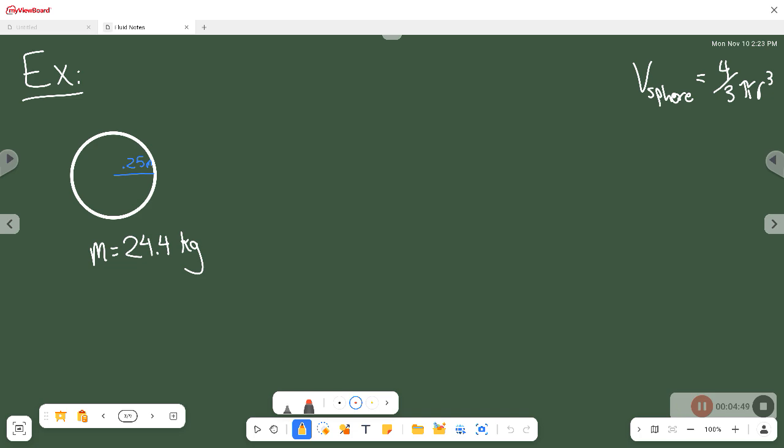So here in this example, which should be in your guided notes as well, you have a sphere of undetermined material that has a radius of 0.25 meters and a mass of 24.4 kilograms. What is it made out of? Okay, so it asks what it's made out of. I'm going to use density to help us figure out what this object is made out of. So I need the mass divided by the volume. I have the mass already, so I'm all good there, but I don't have the volume of this sphere. I'm going to have to calculate that. So I already have the volume of a sphere written out over here.